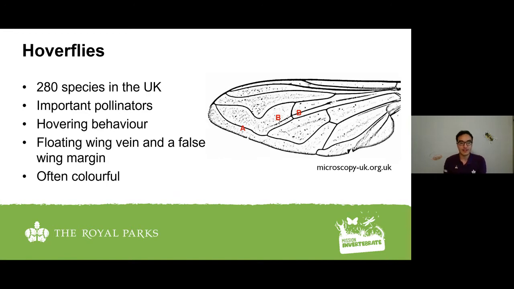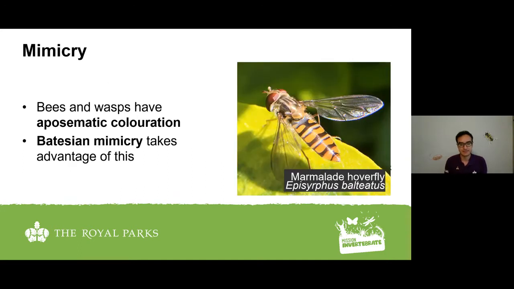And then, as I said, hoverflies are often very colourful as well. So they have quite distinctive patterns, and they're excellent at mimicry. Bees and wasps have got that classic black and yellow stripy body as a warning signal to any predators to tell them that they'll sting them if they feel threatened. And this is called aposematic coloration. It's basically warning any predators that you're distasteful, or that you'll be painful to eat.